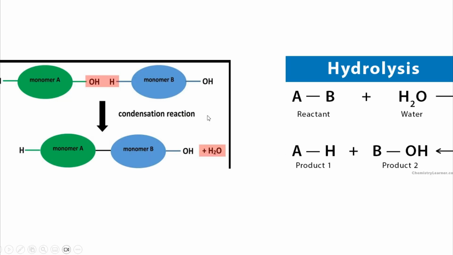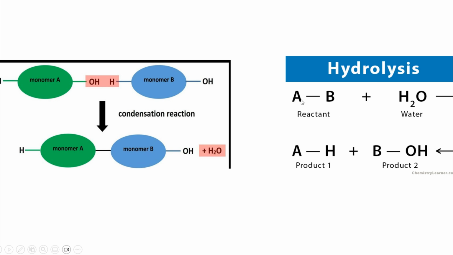So this is a condensation reaction. We've got monomer A and monomer B, and as you see, they have OH and H groups. These OH and H groups are going to be eliminated to make H2O, and there's going to be a chemical bond between monomer A and monomer B. So that's called a condensation reaction. It's condensing, forming together to condense.